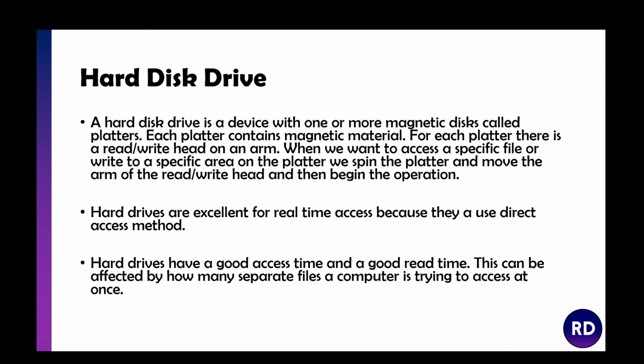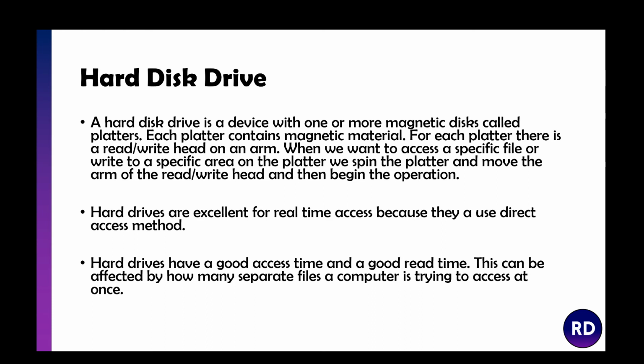So a hard disk drive is not just one single magnetic disk, it's got lots of them on top of each other, and they're called platters. Now each of these platters still has the same magnetic material, and then the read-write arm is actually loads in a sort of stack almost that reads all of the platters, or it can access all the platters. So when we want to access a specific file, then we spin the platter and move the arm to that platter and then begin the operation.